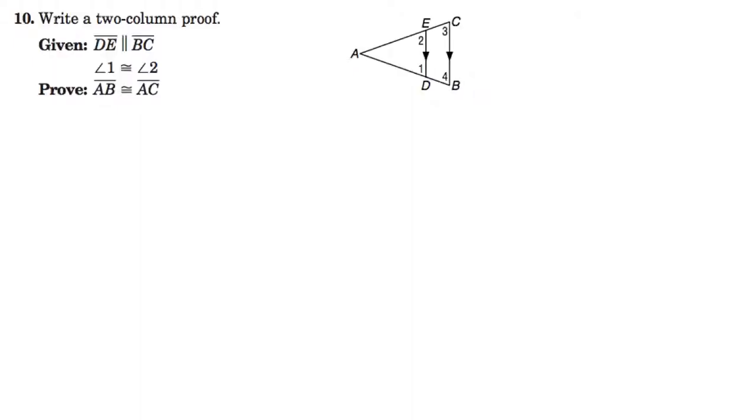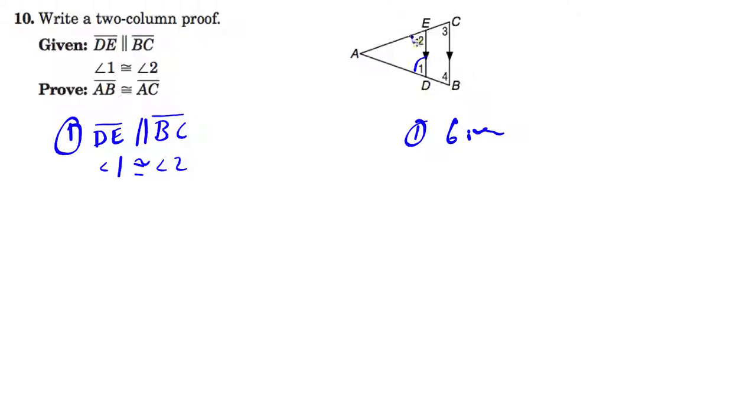All right, and then we have one final proof to end this. So if we look at this, look at my statements and my reasons. I'm going to start with my given. So we know that DE is parallel to BC, and angle 1 is congruent to angle 2. So angle 1 is congruent to angle 2. We want to prove that AB is congruent to AC. Well, if I look at this, DE is parallel to CB.